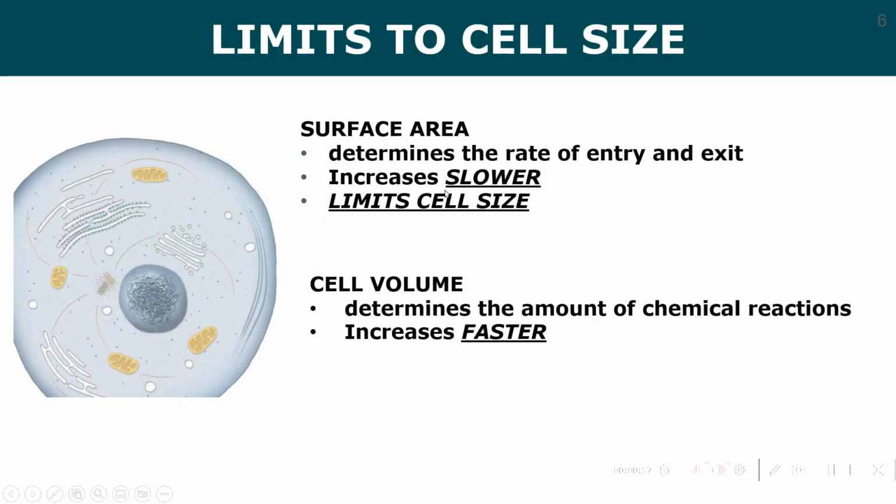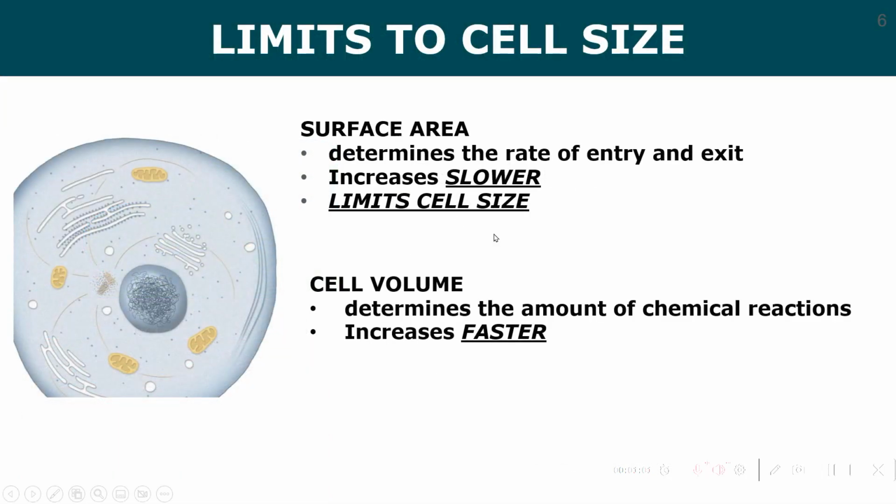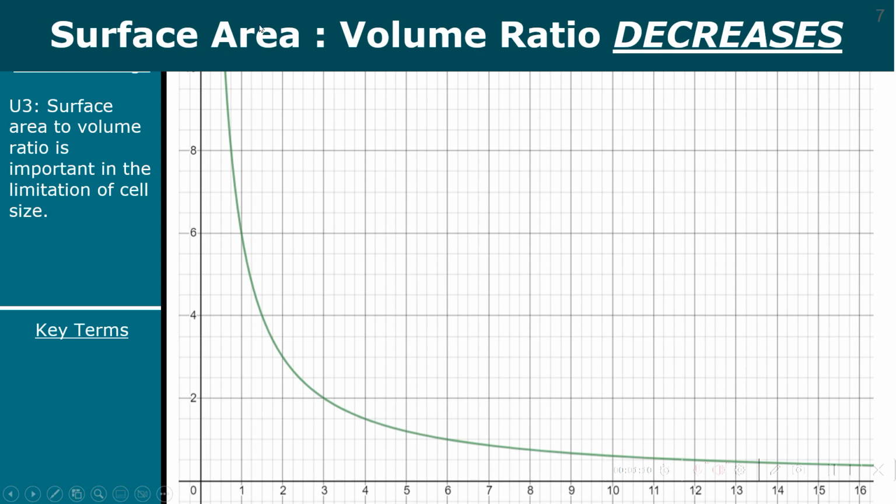We also know that cells, apart from the giant algae, cannot get too large, and that is because as the cell volume increases, surface area does not increase nearly as fast. And so what we're looking at here is that when we look at the surface area to volume ratio, it drops off very rapidly as the cell increases in size. And so this is what the graph looks like.